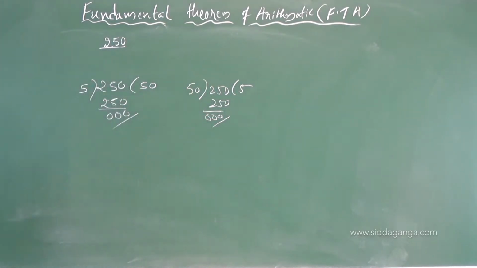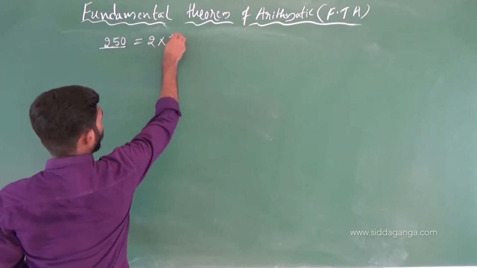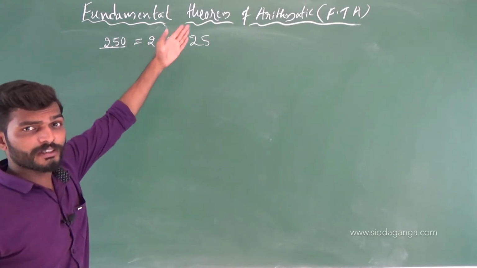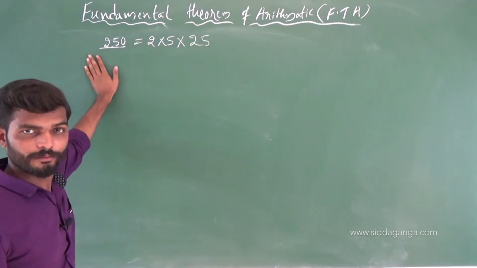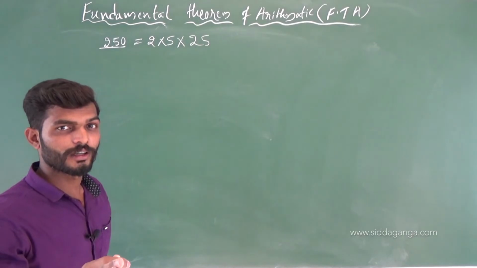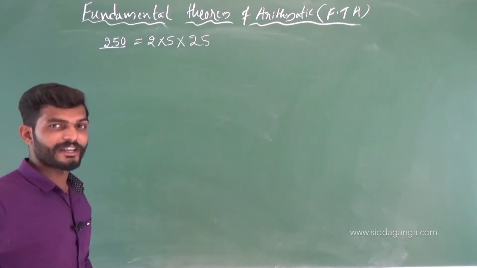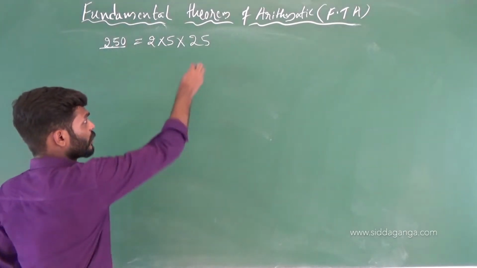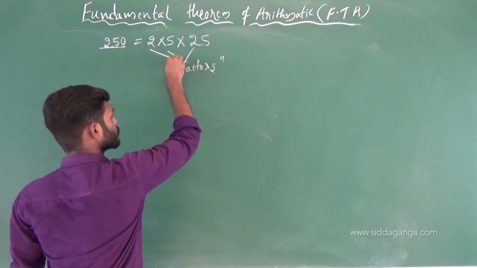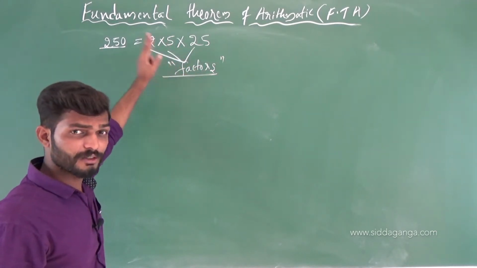Now I write like this: 250 as 2 into 5 into 25. Both are one and the same, right? Now I used these numbers 25, 5 and 2 with some operation, that is multiplication, and I made 250. Now can I say that these are the factors? Yes, these are the factors of 250 because using these only I made 250. Therefore these three are the factors of 250.